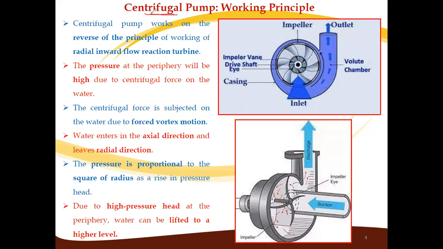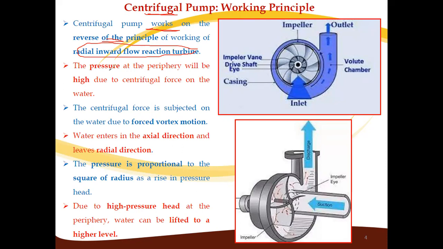So we'll first see what is meant by the working principle of this centrifugal pump, and then we'll see the construction and working of this centrifugal pump. This centrifugal pump works on the reverse principle of a radial inward flow type reaction turbine. So it is the reverse working principle of the radial flow type reaction turbine.